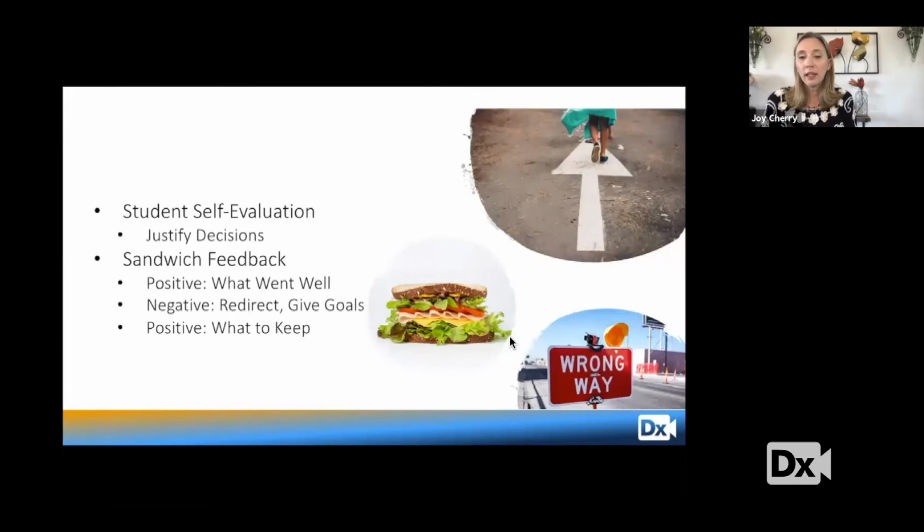And then at the end of it, I want to reiterate what I want them to keep. And the reason why I end with that and not with the negative is because if we end with the negative, students will walk away, and not only will they try and change the negative, they'll also change the things that were good. So I always end, I want you to keep these things, I don't want you to change them.